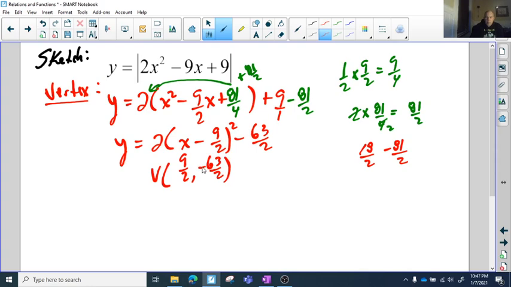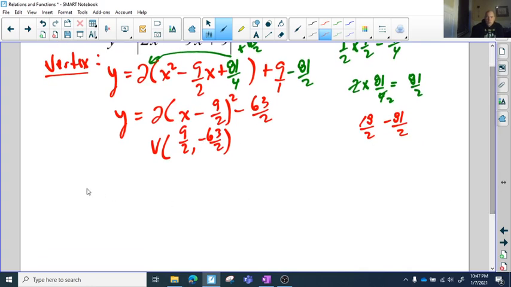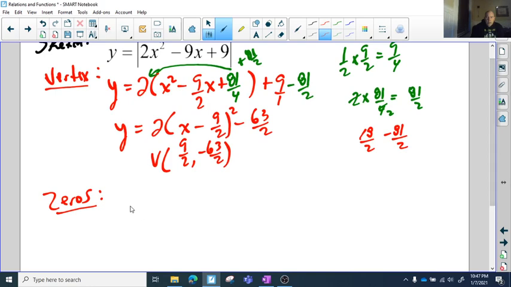Because my y value is negative, that means the vertex is below, so there should be 2 zeros. Let's see if we can find the zeros. The zeros would be found by taking 2x squared minus 9x plus 9 and making it equal to 0.